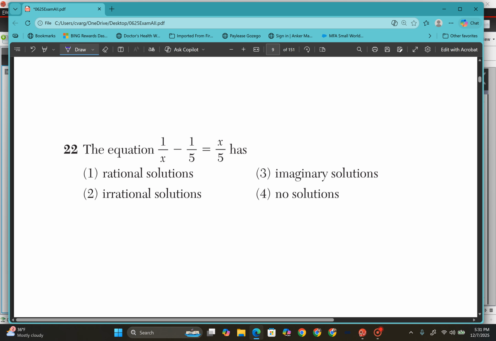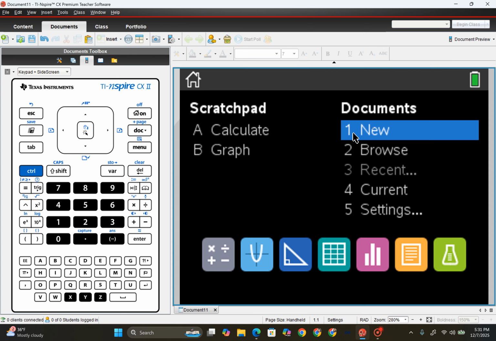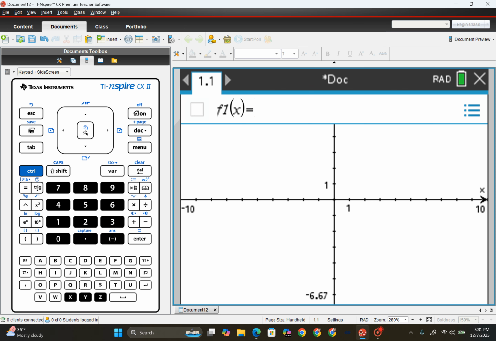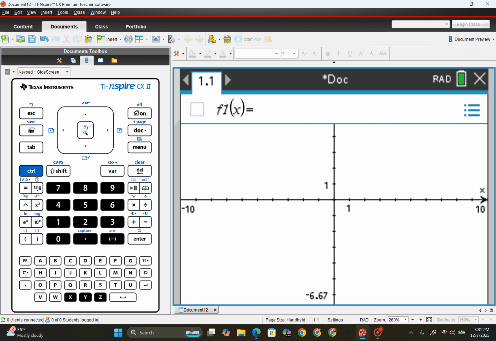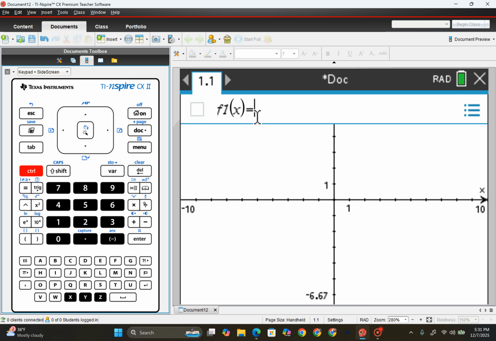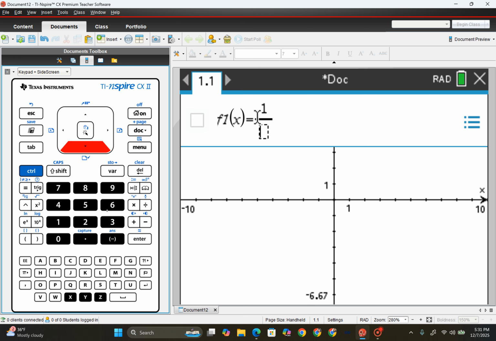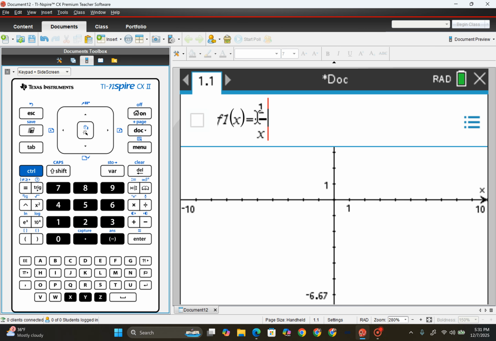The equation 1 over x minus 1 over 5 equal to x over 5 has what kind of solutions, right? So you look and see where these meet. This is a graph question. So new, graphs. We're going to type this under f1 and this under f2. So 1 over x minus 1 over 5: control division 1 over x, and then minus, control division 1 over 5. I'm going to hit enter.